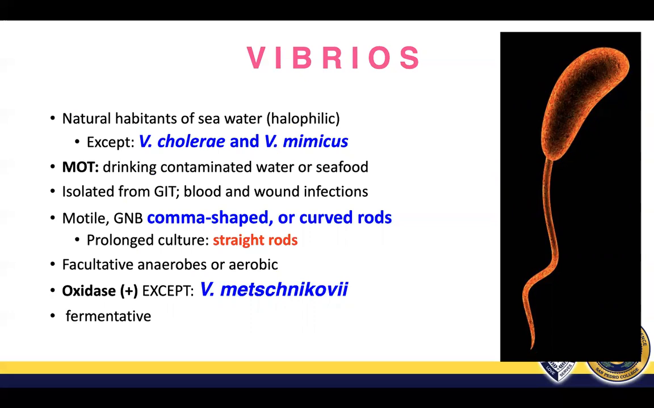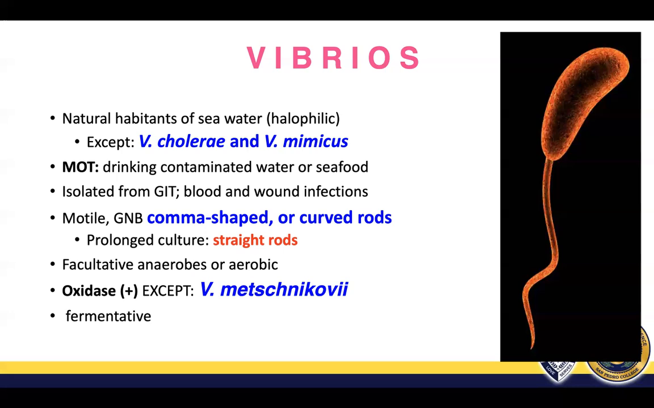It's isolated mostly from the gastrointestinal tract, for patients with gastritis. It can also be isolated from blood and wound infections. The organisms are motile by virtue of a single polar flagellum. They're gram-negative rods, comma-shaped or curved rods. However, in prolonged culture, they may lose that bended shape and retain a straight morphology. They could be facultative anaerobes or aerobic organisms when cultured.